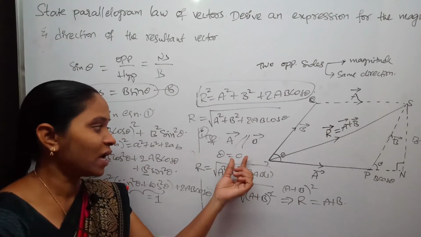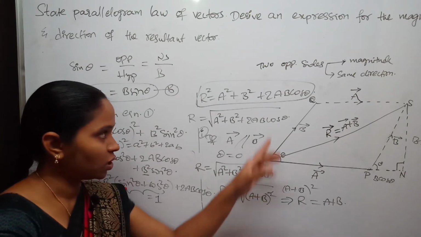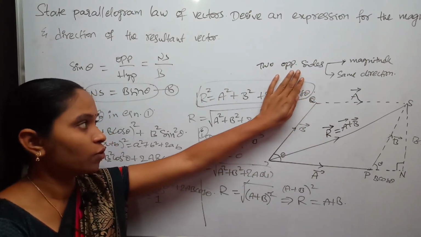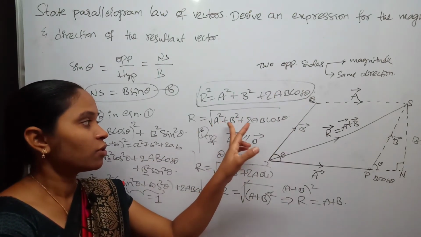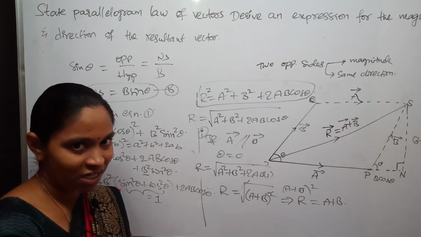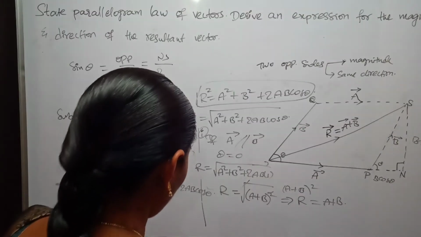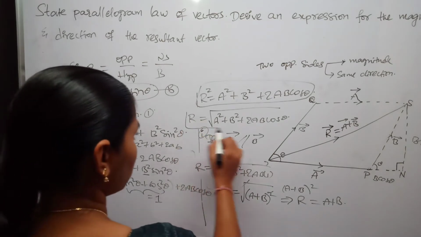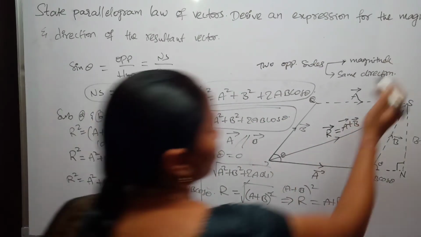If the value of theta is equal to 90 degrees, if you substitute in this equation, cos 90 is equal to 0. Therefore you will have R is equal to the square root of A square plus B square only. This term 2AB cos theta becomes 0. This is the magnitude of the resultant vector.